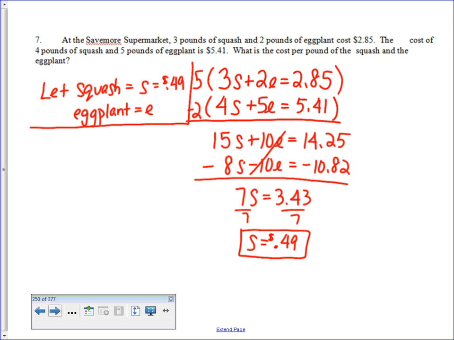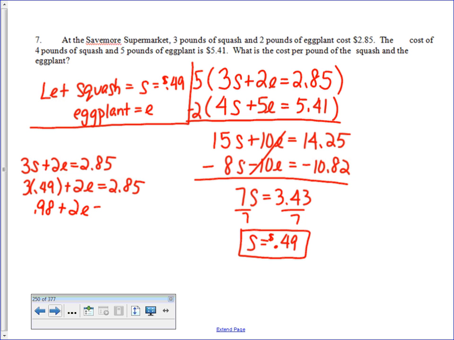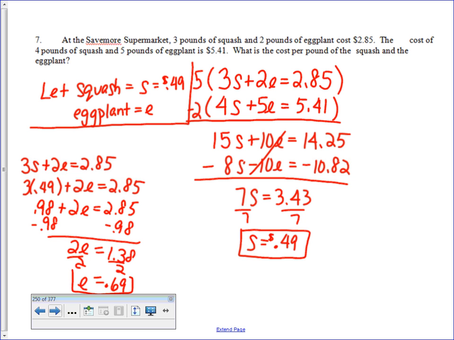Okay, let us now substitute in to find my eggplant. So I'm going to use my first equation to now solve for eggplant. So 3 times 0.49 plus 2e equals $2.85. I'm going to get 98 plus 2e to equal $2.85. And I work this through, and I get 2e to equal $1.38. Divide both sides by 2, and I get my eggplant to be 69 cents a pound.